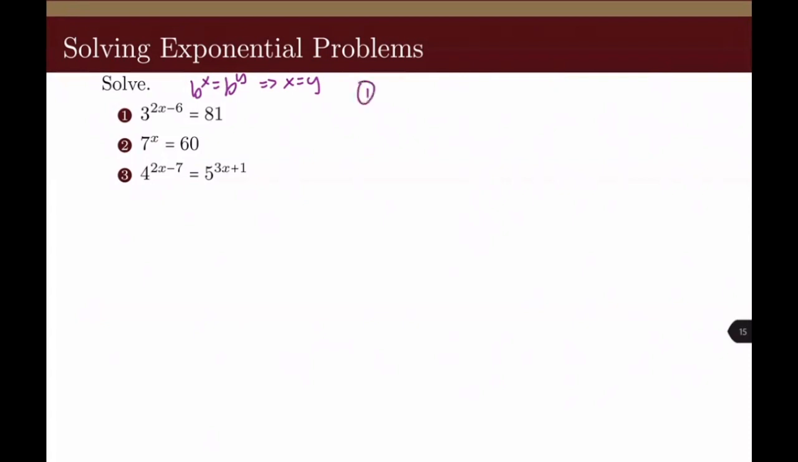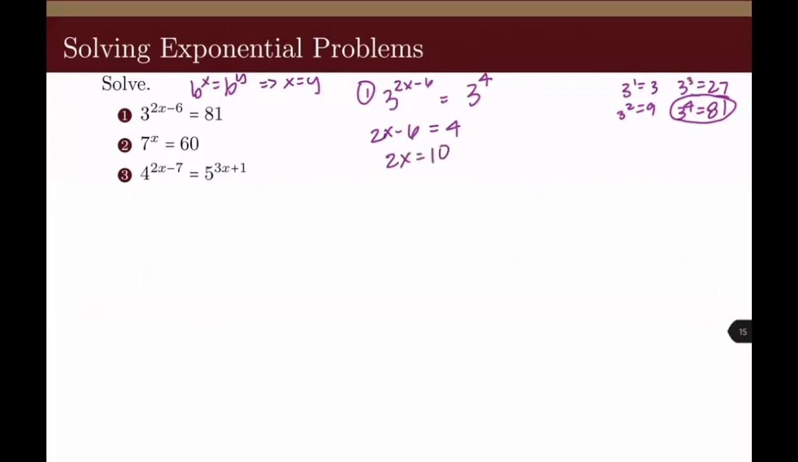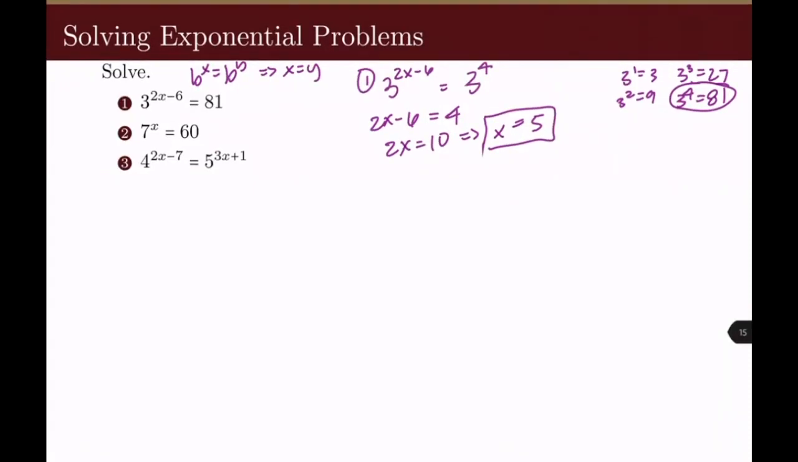So for number 1, I'll have 3 to the 2x minus 6 equals 81. Now I know that 3 to the 1 is 3, 3 to the 2 is 9, 3 to the 3 is 27, and 3 to the 4 is 81. So look, we got it. 81 is here. So that means this is equal to 3 to the 4th power. Now I can use this really great rule and have 2x minus 6 equals 4. Adding the 6, you'll get 2x equals 10. So that means x equals 5. Not too bad, right?